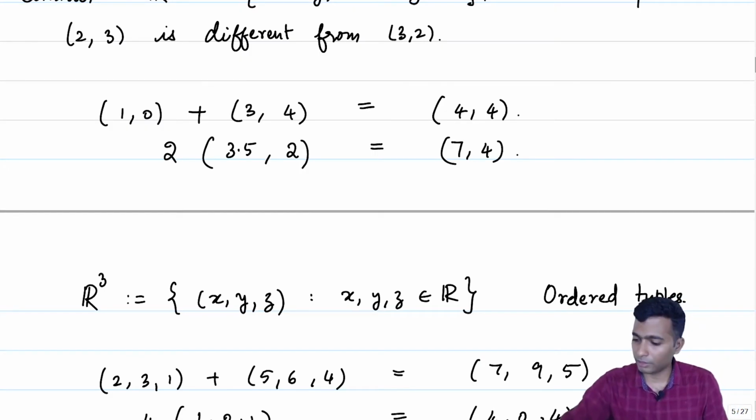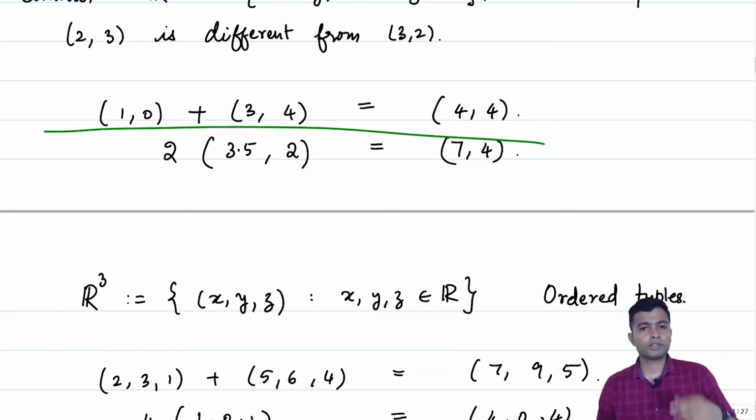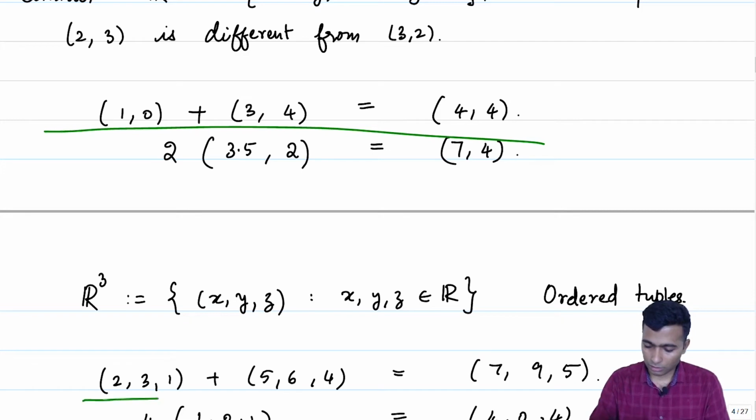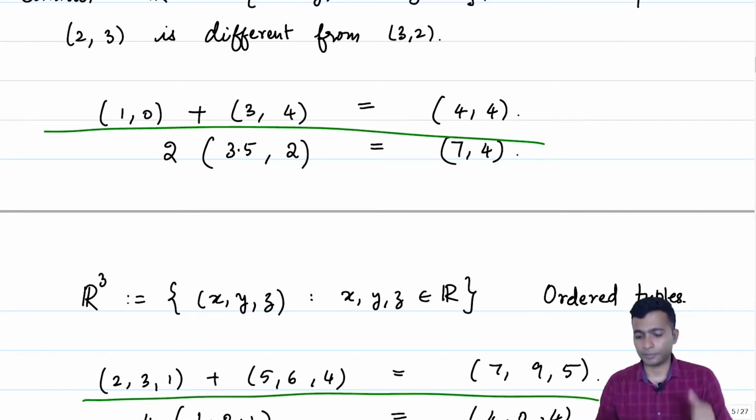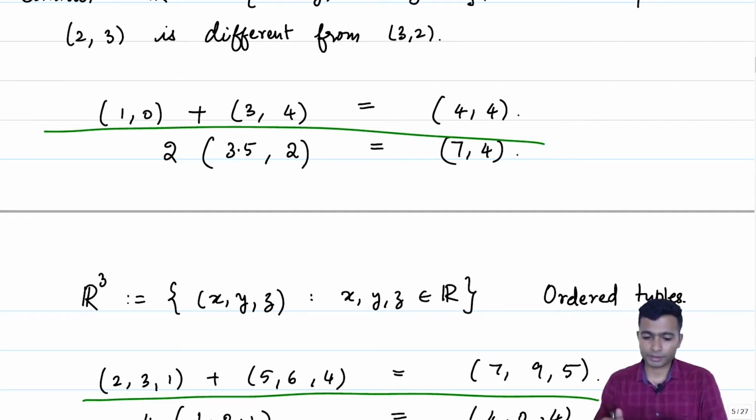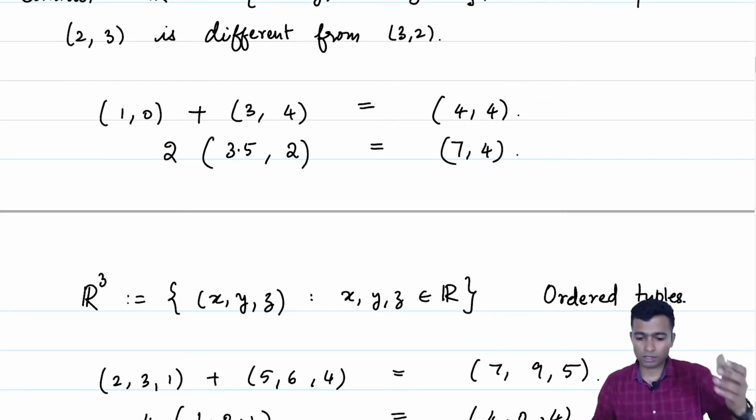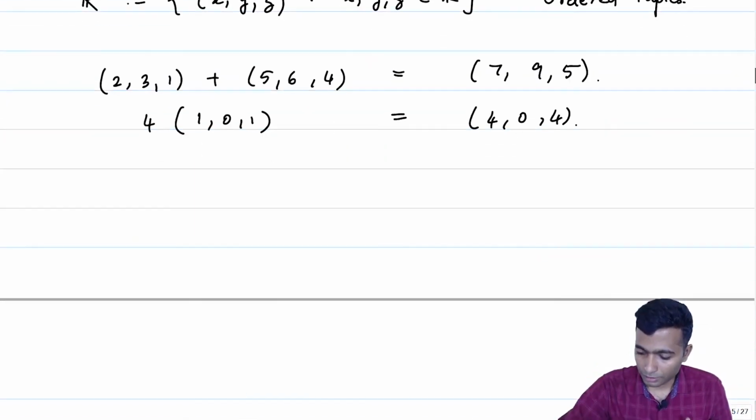So notice one thing before we go ahead. The addition here that is being described, for example this one, is for two vectors in R2 and this one is for two vectors in R3. We cannot take an element in R2 and an element in R3 and add them, right? It doesn't make sense to add an element in R2 to an element in R3, right?